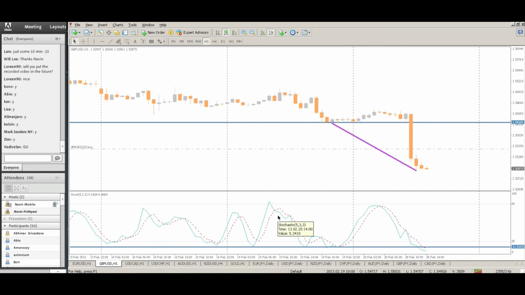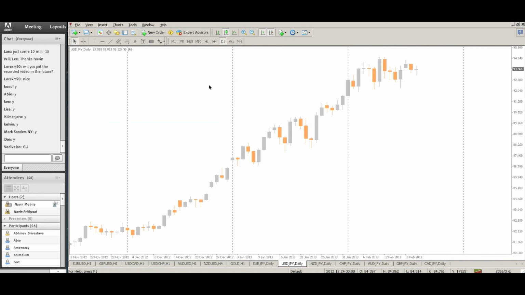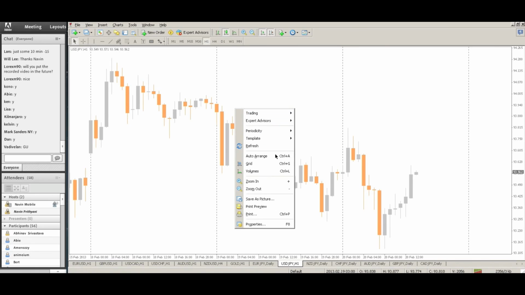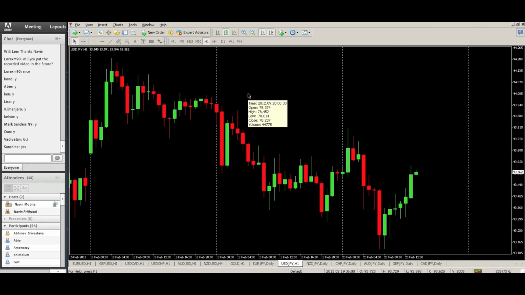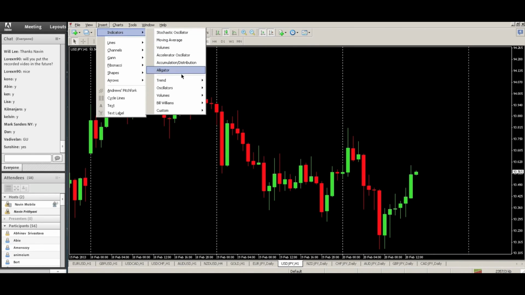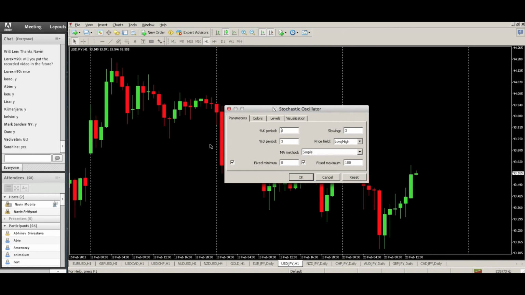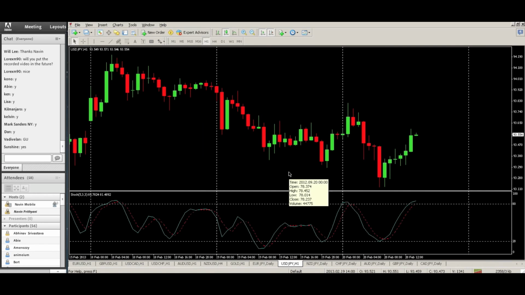Okay, I believe one of you said you want to do US dollar Japanese yen. Let's take a look at US dollar Japanese yen. Let's go down to the 1 hour. I want to do a black chart. I think Lisa, you wanted it a little bit darker. Okay, so let's take a look. Let's insert the indicator. There we go.